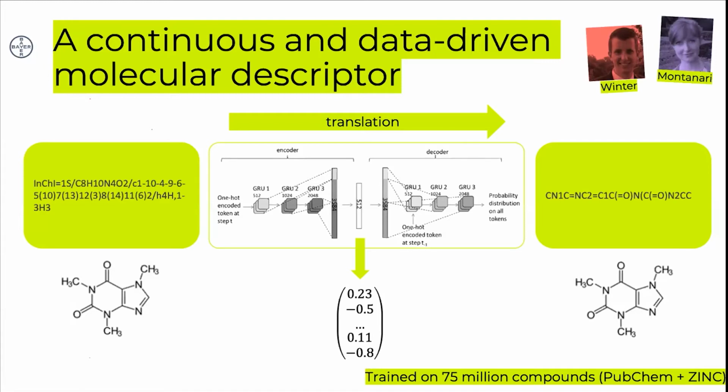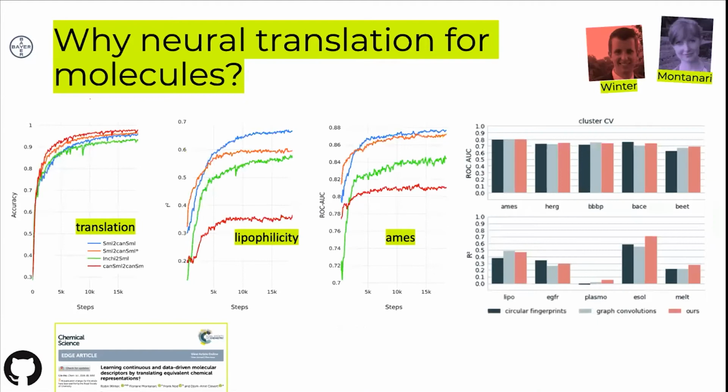What does the opening bracket and so on mean? So it just cannot memorize everything. It has to learn something about the semantics. So what we are doing is translating between two semantically equivalent representations of the same molecule. The nice thing is that this can be done on a very, very large scale. It's completely unsupervised. We have trained this model on roughly 75 million molecules coming from PubChem and ZINC.